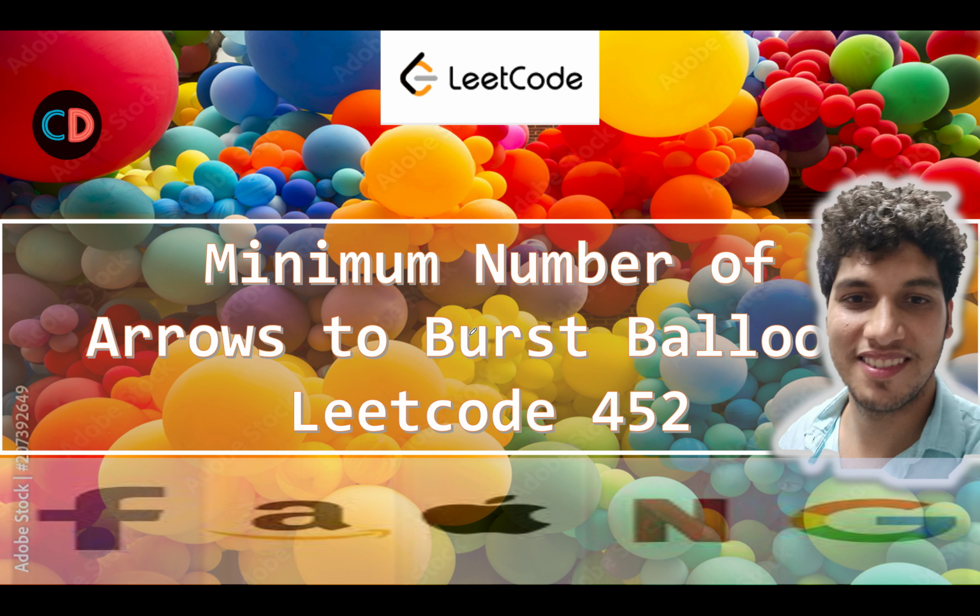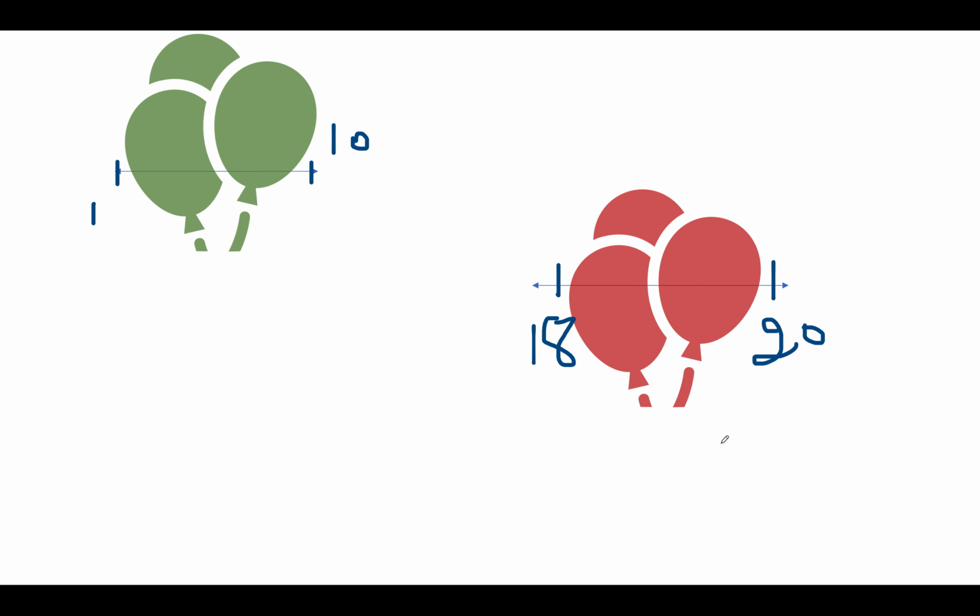Minimum number of arrows to burst balloon, LeetCode 452. It's a medium level question on LeetCode. However, I would like to rate this question in easy category. So let's try and understand the algorithm by few test cases that I have written, and if you are able to follow up in these test cases, the algorithm is pretty simple and straightforward.